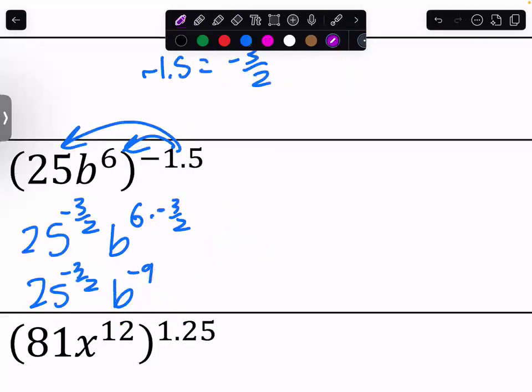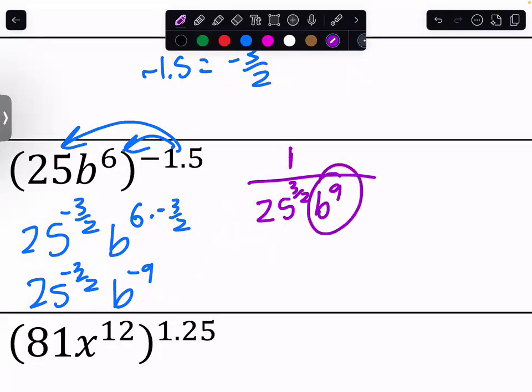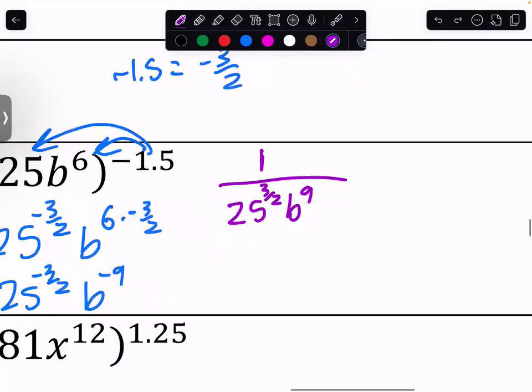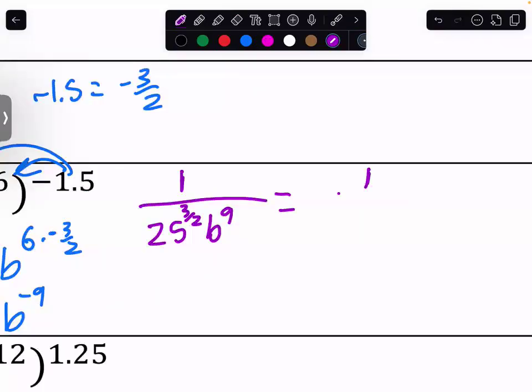Okay, so we can move this all to the denominator to make the exponents positive. So the b is fine. The b is to a positive exponent now. But what do we do with this? We don't want fractional exponents in the denominator. Well, let's go ahead and rewrite this in radical form. So again, the b is unaffected. I'll just put it in front. It's only the 25 that is to a radical.